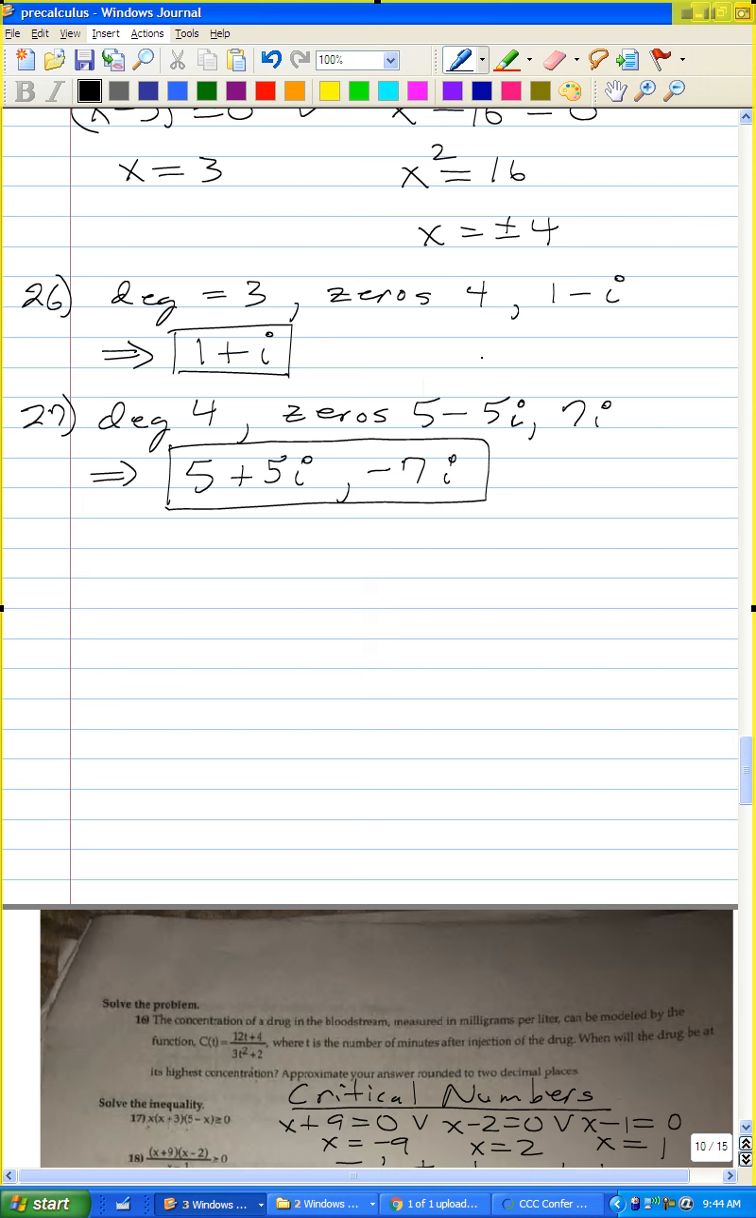So, right, if you have a 5 minus 5i, then you must also have a 5 plus 5i. That's why a lot of times we write the roots like a plus or minus. Okay? So they always have to come in conjugate pairs. So the roots would be 5 plus or minus 5i and plus or minus 7i. Any questions about that? Okay. Let me do problem number 28.